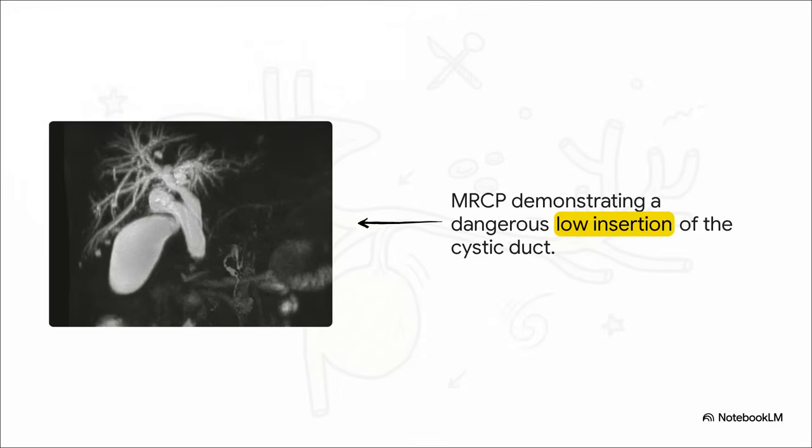We'll conclude the explainer with one of the most perilous variations you can encounter, the low insertion of the cystic duct. Notice how the cystic duct travels way, way down before finally joining the common bile duct. If a surgeon encounters this and aggressively tries to dissect that cystic duct all the way down to its true junction, they risk completely devascularizing the common bile duct, which leads to ischemic stricture formation.